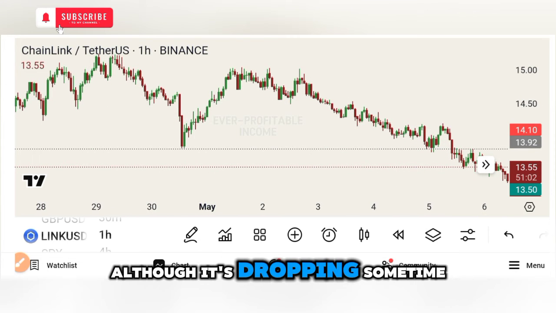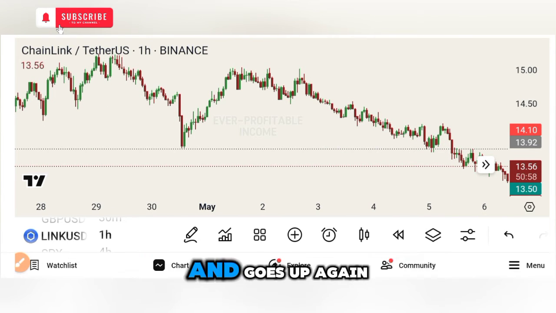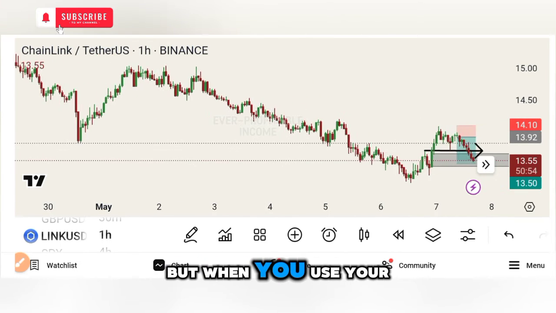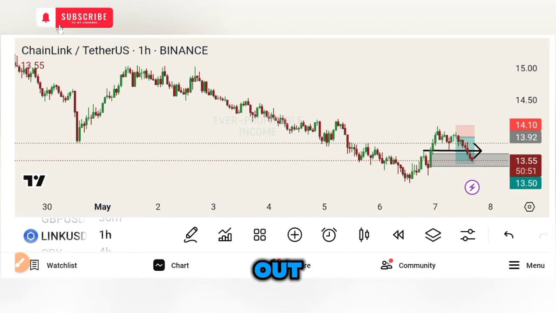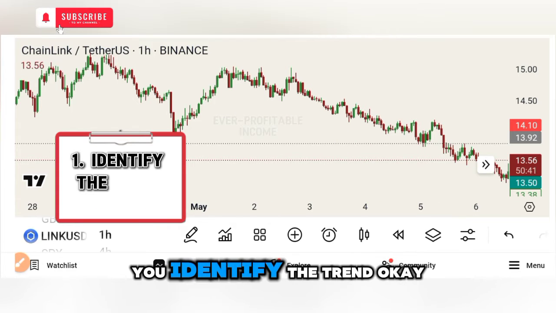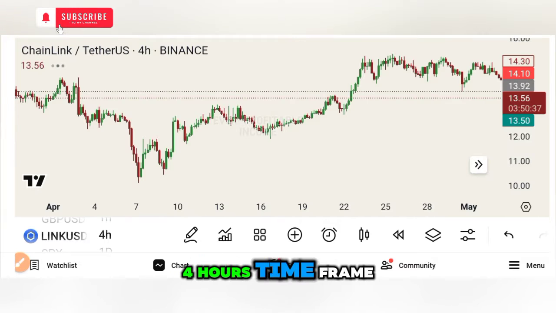Although it's dropping sometimes, giving some liquidity sweep and goes up again, when you use your trend line to mark it out, you see that it's on a downtrend. So the first thing is you identify the trend. Go to the higher time frame. You can go to the 4 hours time frame.